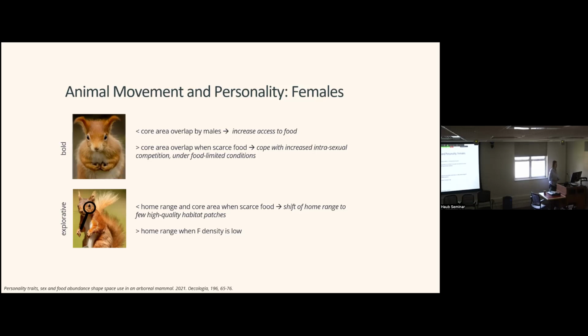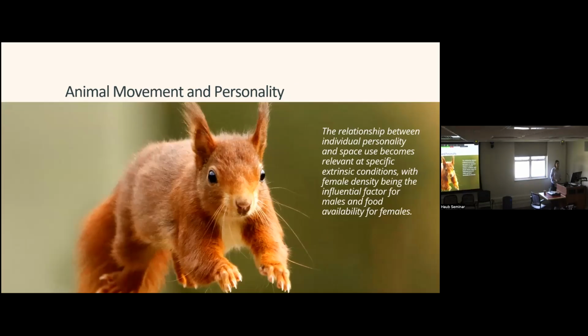And then we also found that explorative females had bigger home ranges if the female density was low. And so the conclusion from this study was that the relationship between individual personality and space use becomes relevant just under specific extrinsic conditions. That is, when female density is low, and that is the influential factor for males, and the food availability is the influential factor for females.